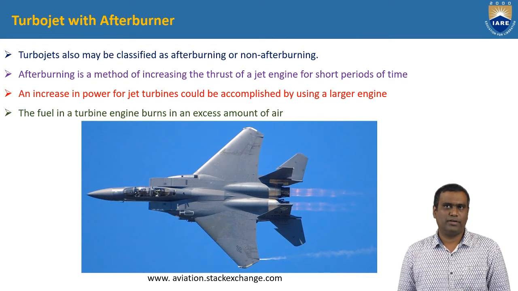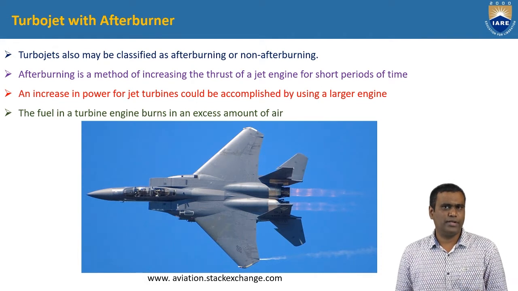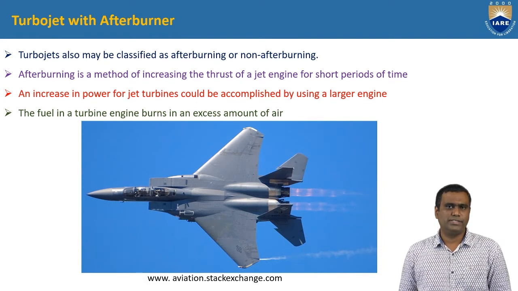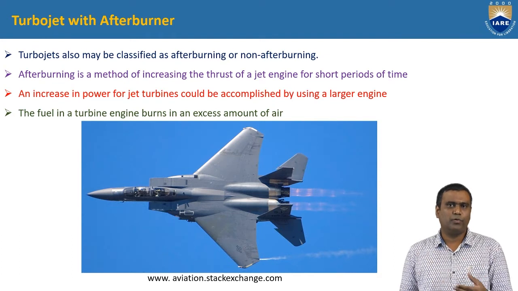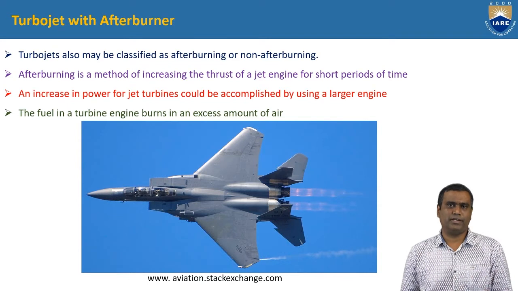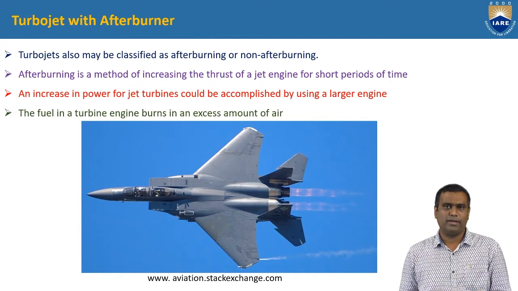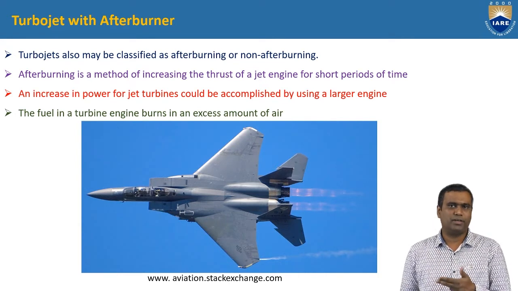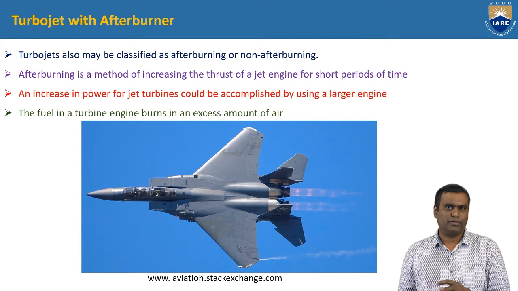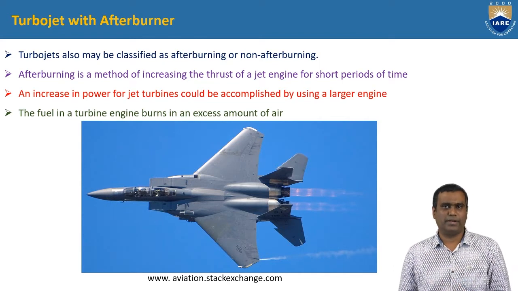And the fuel in the turbine engine burns in an excess amount of air, which means some excess amount of oxygen would be there to support further combustion. So this facilitates injecting additional fuel if required to initiate extended combustion after the turbine portion, right? So this mechanism is called the afterburner.